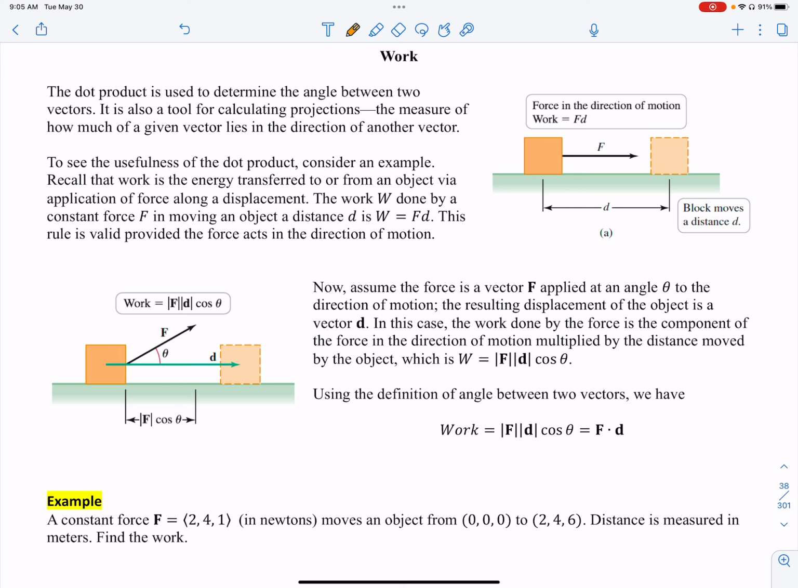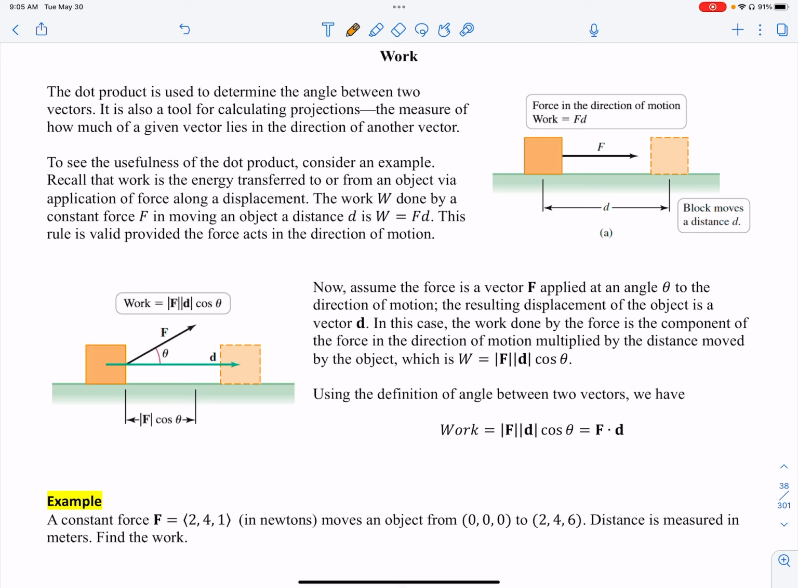Forces don't have to be applied directly. So assume the force is a vector instead. Look at our picture down on the left. The force is pulling up, almost like pulling a wagon maybe. We're moving that block across distance d. In this case, the work done by the force is the component of the force in the direction of motion, multiplied by the distance moved by the object. We could do some trig here and come up with this formula if we really wanted to.